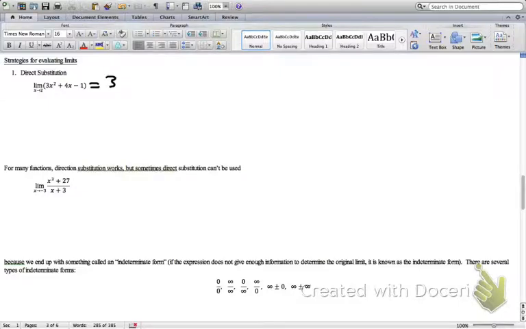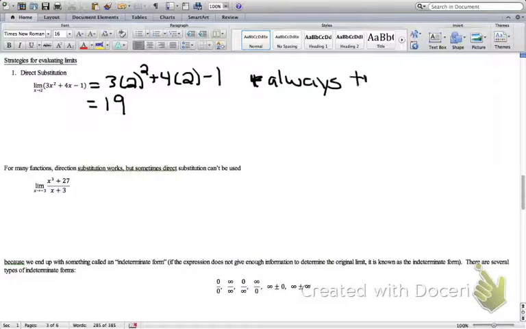So we're directly going to put that 2 in for our x. So this will be equal to 3 times 2 squared plus 4 times 2 minus 1. We can go ahead and solve this. We would use BEDMAS, obviously, do our exponents, and multiply and subtract and add, so we get 19. So I want you to always try this first, okay? It works for many cases, but again, always try this first.